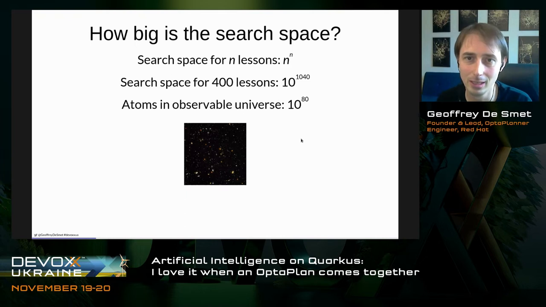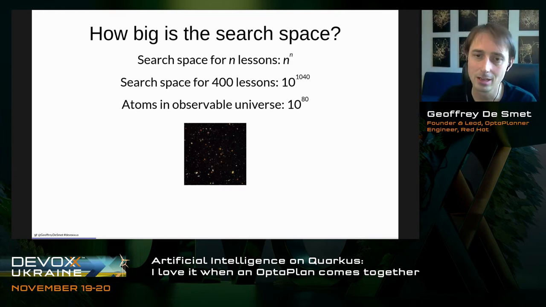So clearly we need good, strong algorithms to go through these possible combinations and find the best solution we can in the available runtime we have, right? Given the CPU power we have, given the amount of time we have to calculate to find that solution. And for lesson scheduling, we're in luck. We have an entire night.